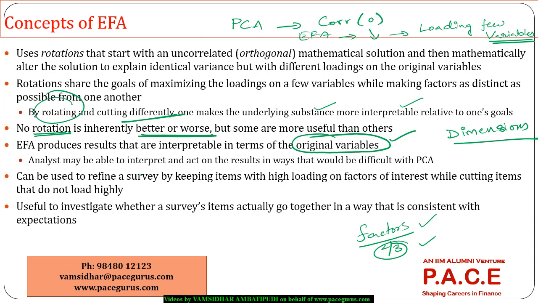And at the same time, if I have conducted a survey, I can use it to refine the survey, because I can keep only those variables which have high loading on the factors, and I can remove those variables which do not have a high loading on the factors. That way even my data collection efforts can be reduced, because I am looking at only those variables which contribute heavily to factors, and I can remove those which do not have any high correlations with any of the factors that are created.